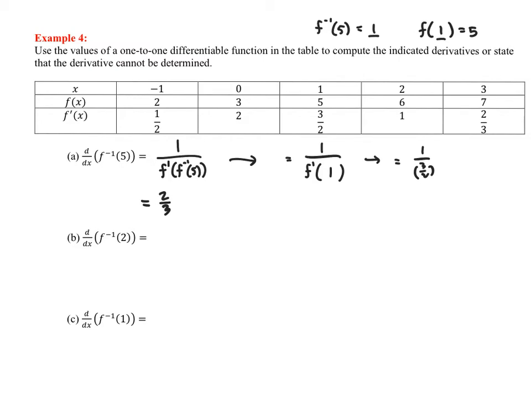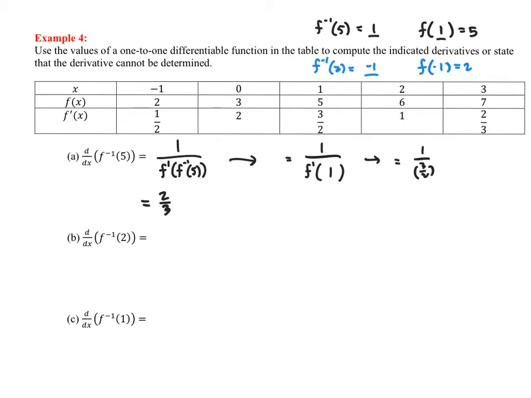Okay, let's look at the second example. Switch up the colors here. What would f inverse of 2 equal? You can pause the video, think about that. Well, if f of -1 is 2, then f inverse of 2 is -1.